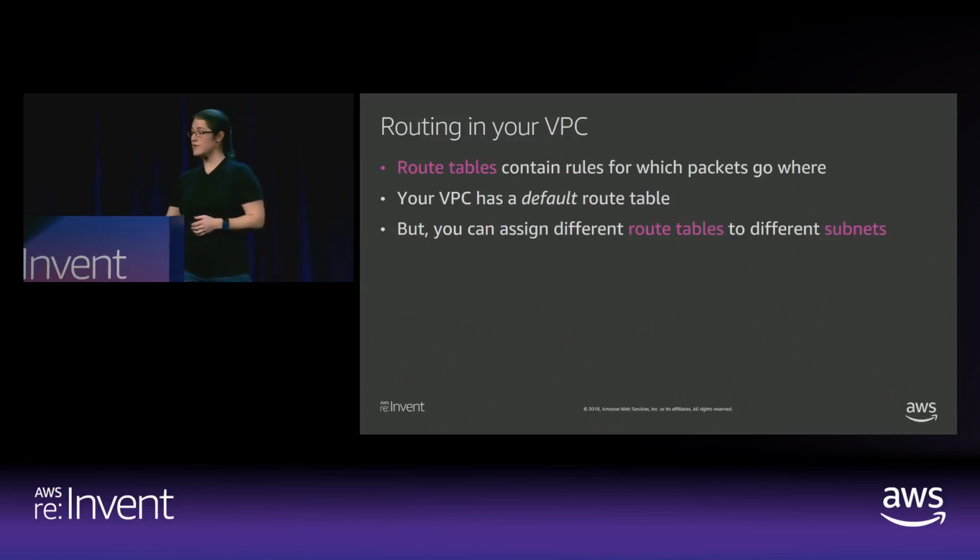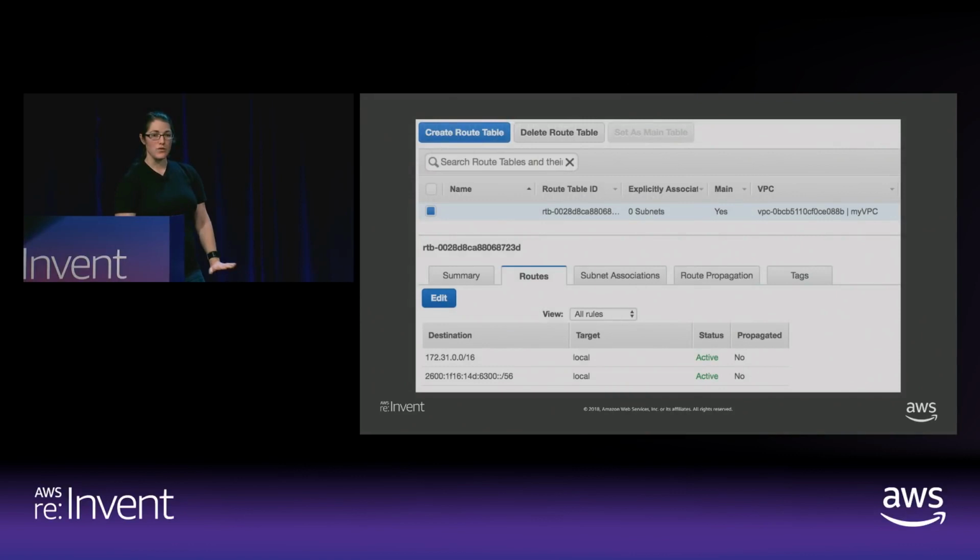In VPC, when you create your VPC, you get a default route table, and that applies to your entire VPC. But you can override that on a subnet-by-subnet basis. We'll come back to that later. So for now, we're going to just stick with one big route table for our whole VPC. So all my examples, by the way, are in the console, but you can achieve all of this using the console or the EC2 APIs.